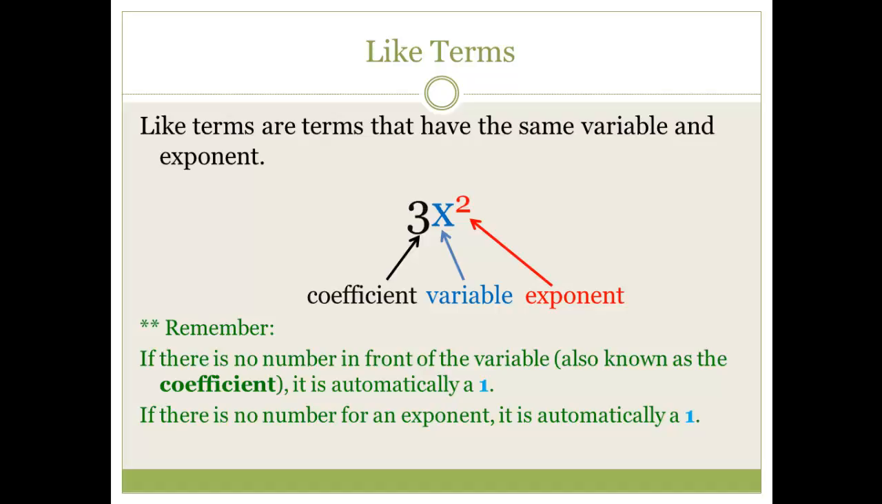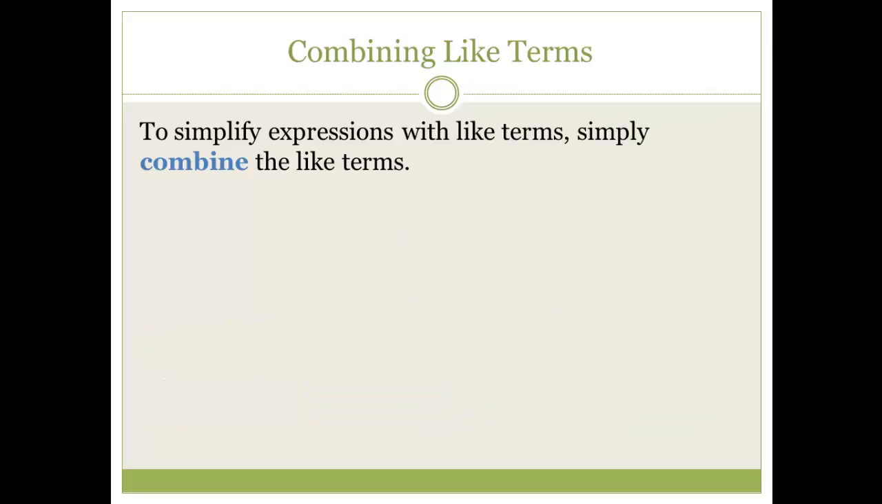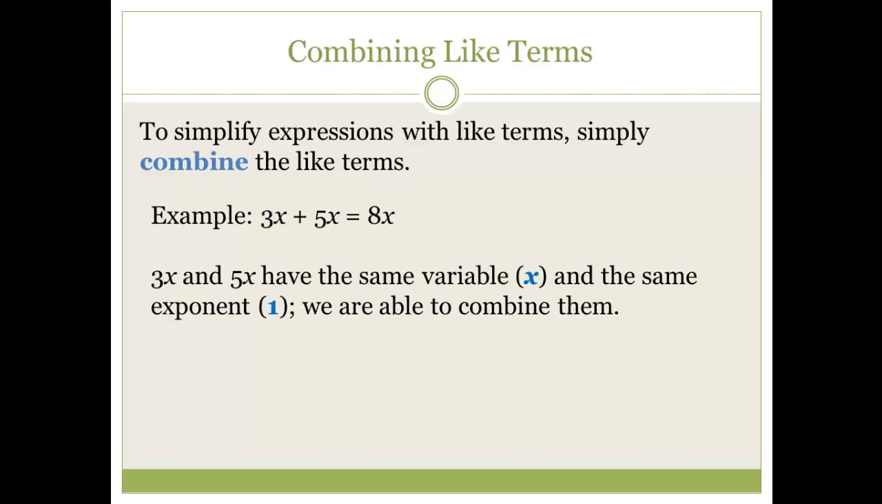exponent written. To simplify expressions, make sure there are like terms. In this example, we do have like terms, x for the variable and 1 for the exponent. All we have to do is add the coefficients together, which gives us 8x.